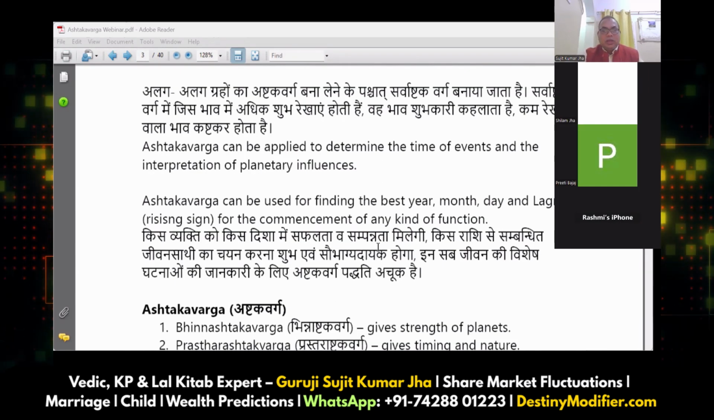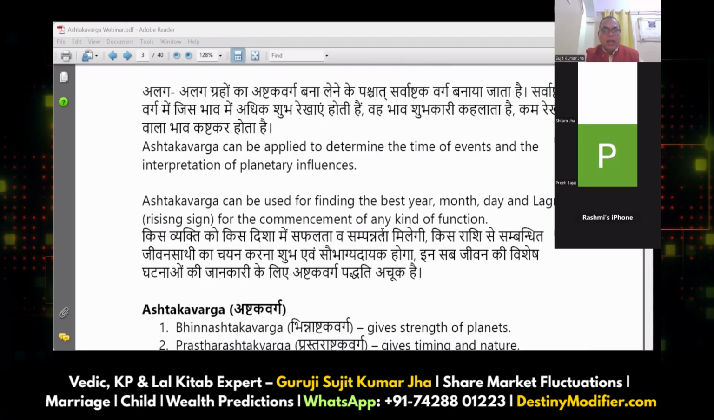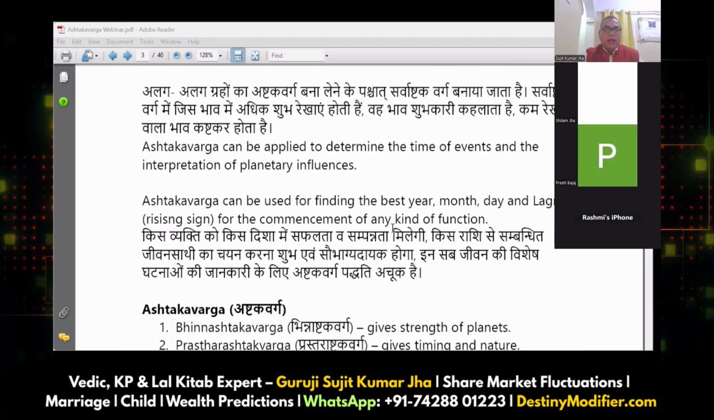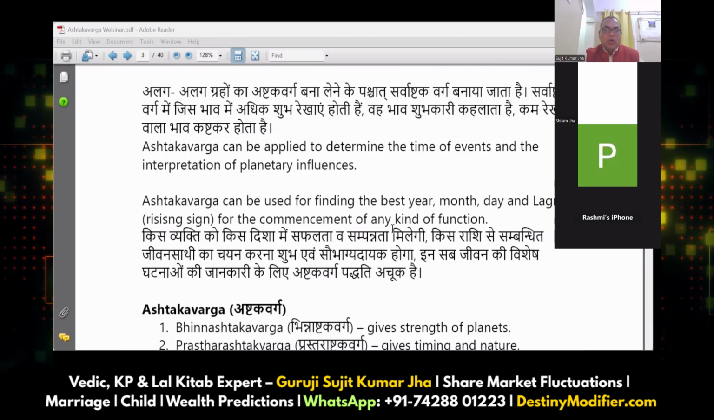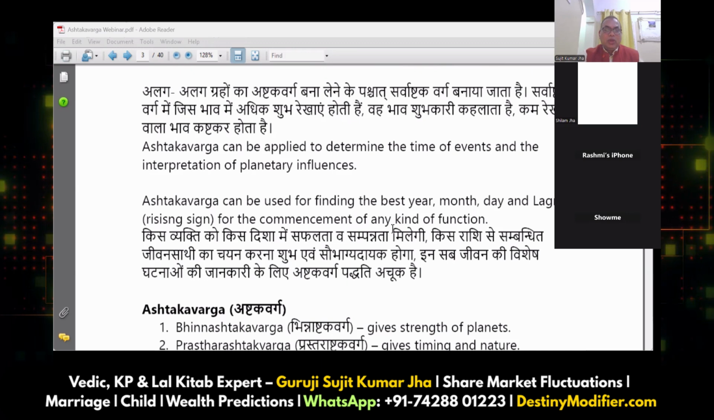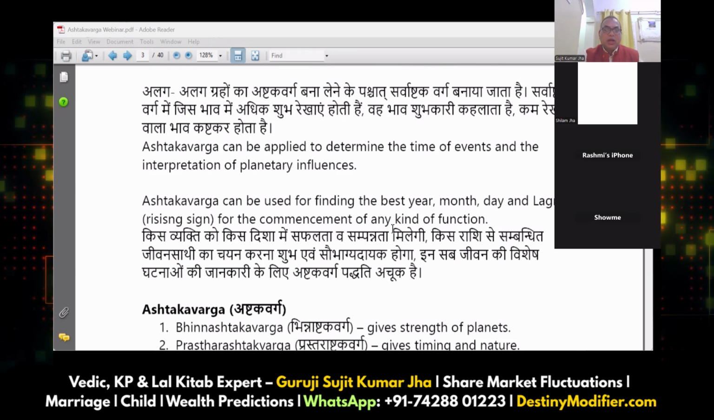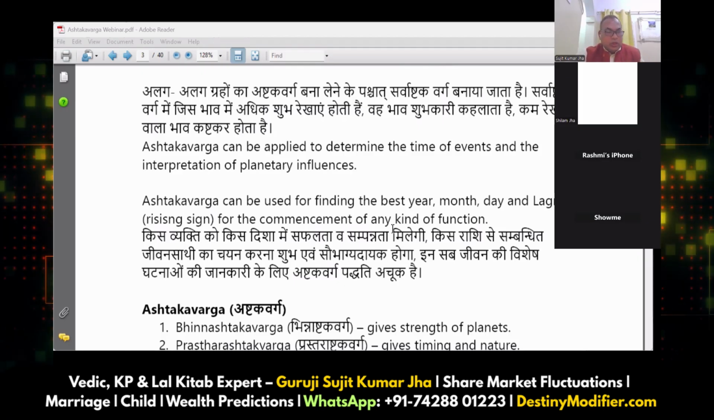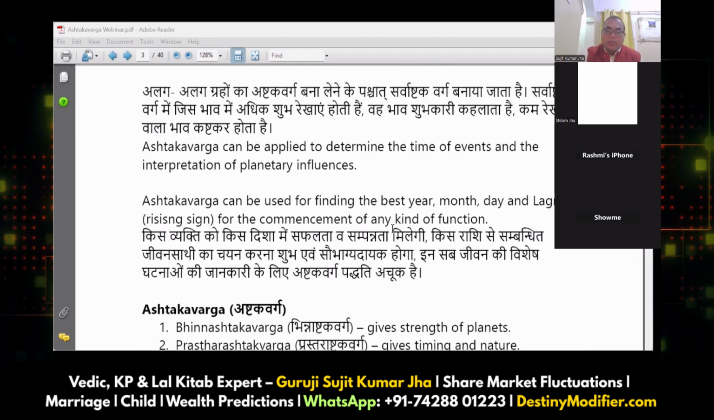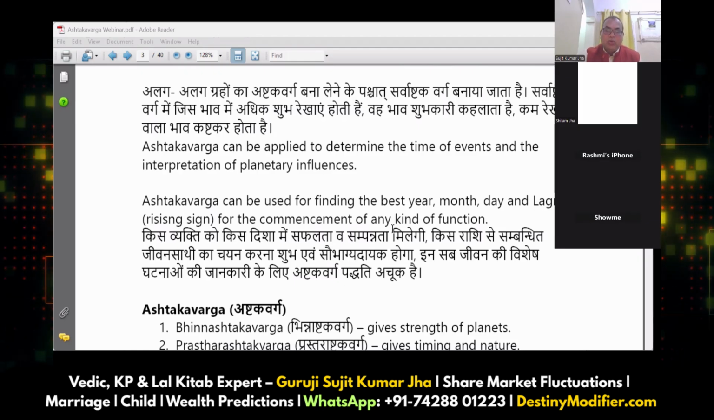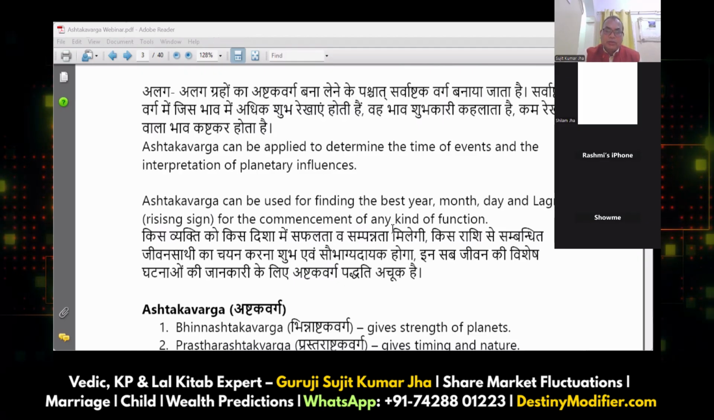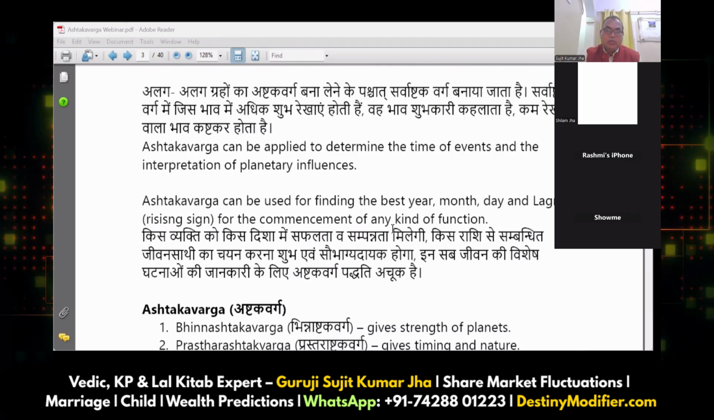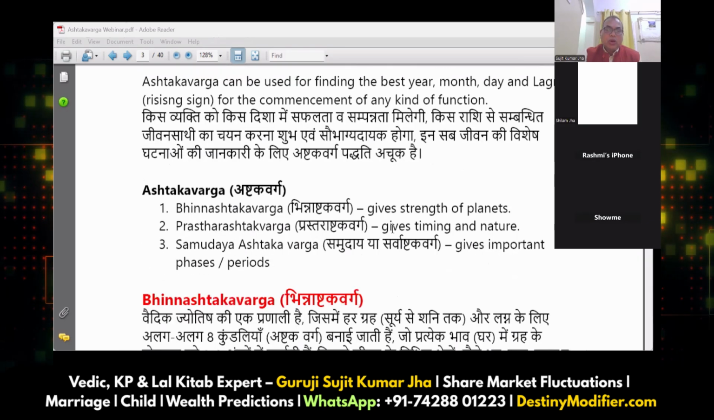So in Ashtakavarga analysis, we can predict the event time based on which planet's Dasa is going on and that planet's strength. We have to find this out based on the Ashtakavarga chart. It is also used for finding the best muhurat time, when we have to do the Griha Pravesh or any auspicious work, at what time. So we can use it for this also.